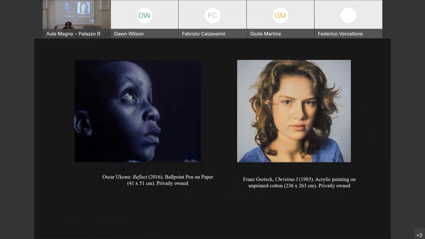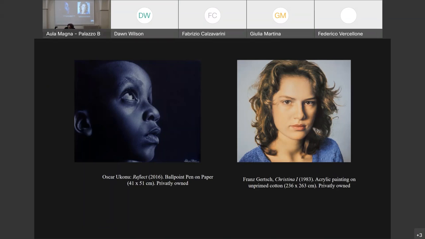I have two examples. The left side, yes, left side. It's from Uno. It's a ball pen painting, a drawing. Very interesting. It was new for me. It's from 2016. And on the right side, it's a very famous German painting from Franz Gertsch, Christina. It's from the 80s. And this sort of images we normally call photorealism. And the important point is these pictures are not photographs. So my argumentation is the way these are not photographs, and digital photographs are not photographs, although they are called so, but in a different way.